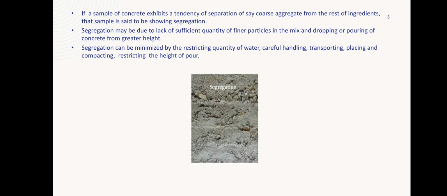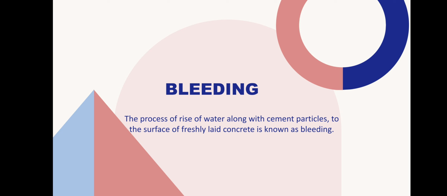Segregation may be due to a lack of sufficient quantity of finer particles in the mix, and dropping or pouring of concrete from a greater height. Now, how can we prevent it? Segregation can be minimized by restricting the quantity of water, carefully handling, transporting, placing and compacting, and by restricting the height of pour. Now let's discuss the term bleeding.